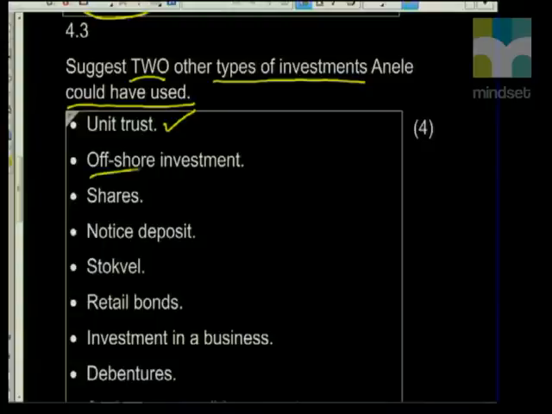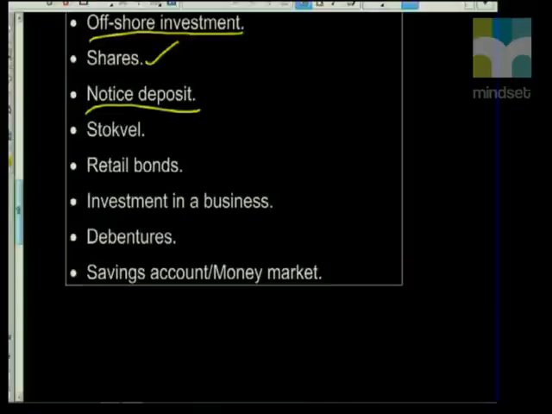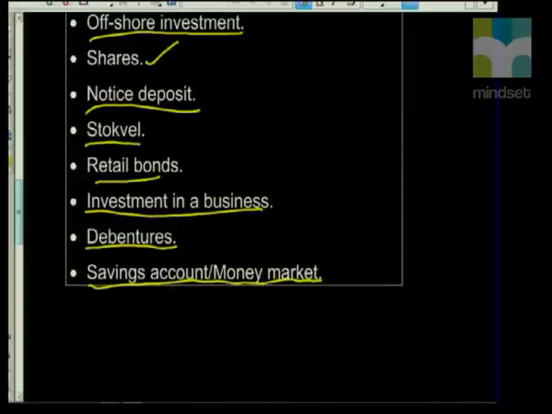So, back to the question, what other options did Anele have? Unit trusts, an offshore investment. Anele could have got shares. They could have got a different type of deposit account. They could have gone with a stock file, retail bonds, could have invested the money in a business, could have got debentures, and he could have gone along the route of a savings account or a money market account.